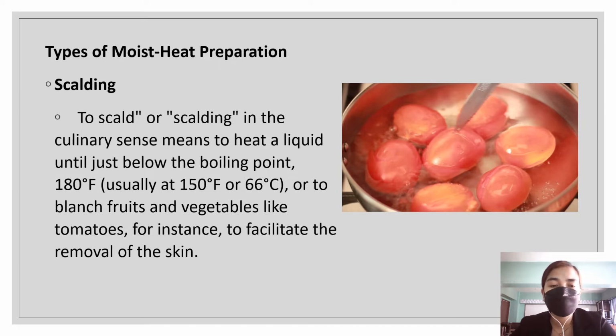One example of this is scalding. To scald in the culinary sense means to heat a liquid until just below the boiling point, which is 180 degrees Fahrenheit, usually at 150 degrees Fahrenheit or 66 degrees Celsius, or to blanch fruits and vegetables like tomatoes, for instance, to facilitate the removal of the skin of the tomatoes. Scalding was primarily used with milk to improve its function in recipes and to destroy bacteria.